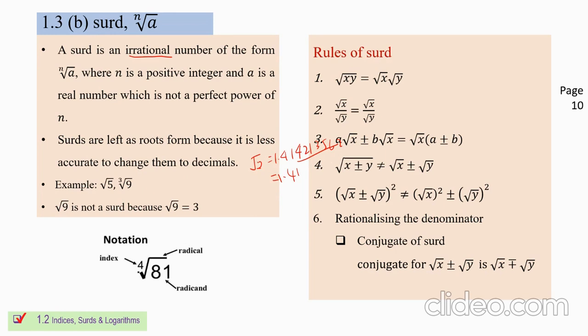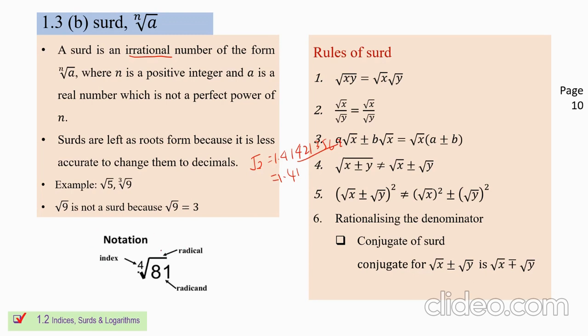For example, the simplest one is the square root of 2. Maybe you have the square root of 5, root 9 for root 3, cube root of 9. And it already said that a surd must be an irrational number. So the square root of 9 is not a surd, because the square root of 9 gives you 3, which is a rational number.